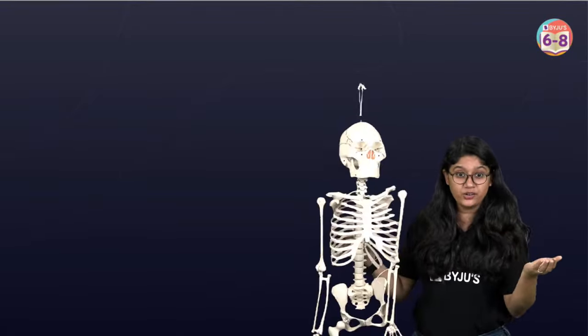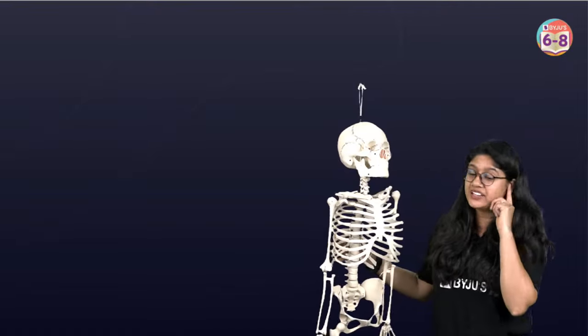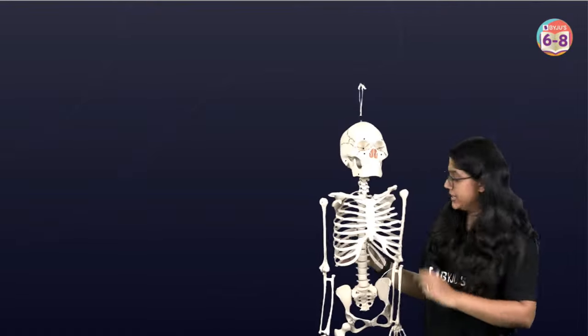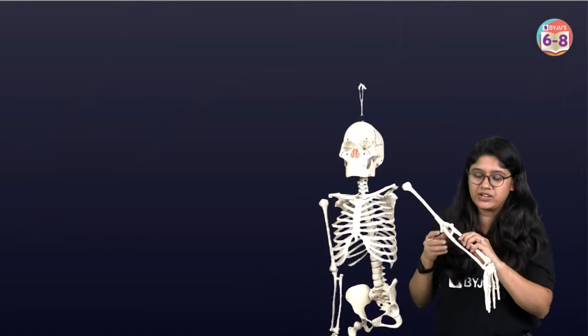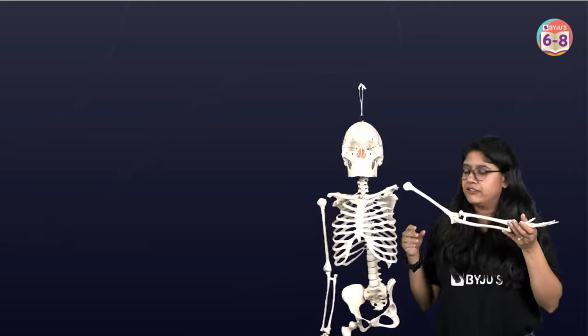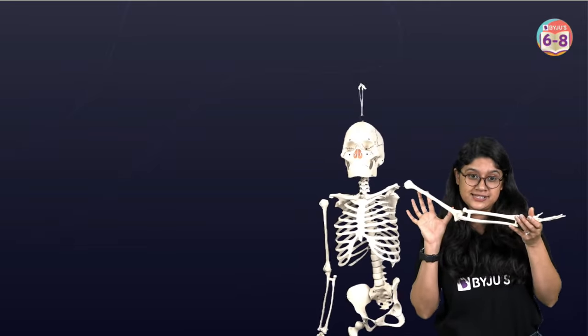Very good. The smallest one, of course, we have in the ear. We will not be able to see it over here. Then, of course, we have the hand. Okay, how many of you know how many bones we have in the hand? Yes, how many bones do we have? And what do we call this?